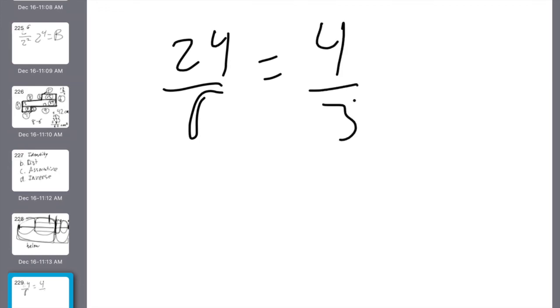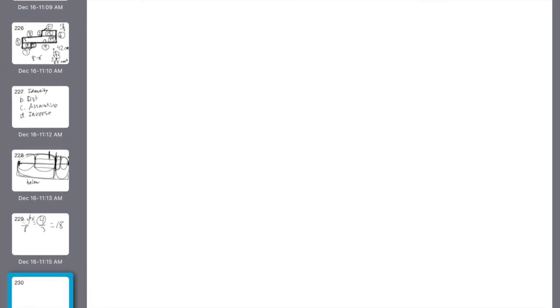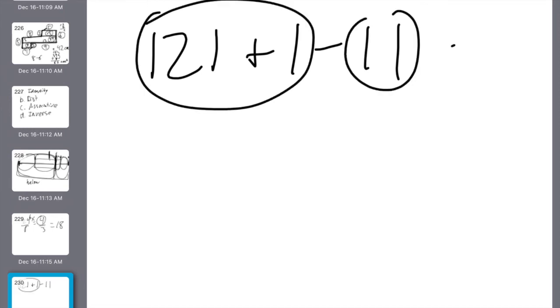equals 36. Divide by 9 is 4. Divide by 9 is 3. How'd I get here? Times 6. Times 6 gives me 18. 23. I'm going to do the math as I do it. 11 squared is 121. Plus 1 cubed is 1. Minus the square root of 121 is 11. So add together, 122 minus 11, 111.